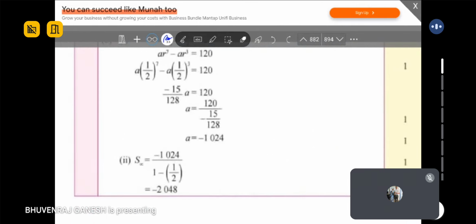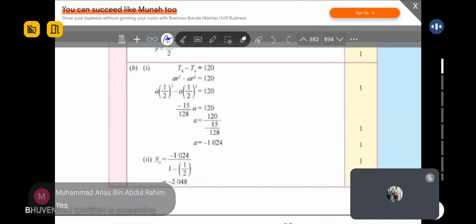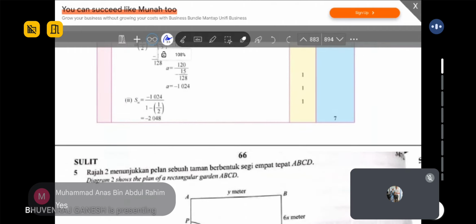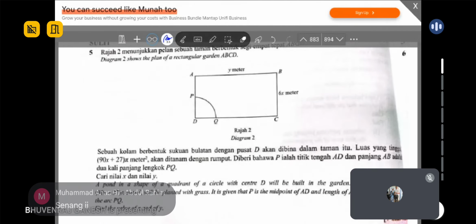Okay guys, understand? Kita dah habis soalan keempat. We already done question number 4. Senang kan guys? Soalan SPM. Soalan SPM tahu yang ni. This is actual SPM question. So easy. Sampai soalan keempat dah senang.